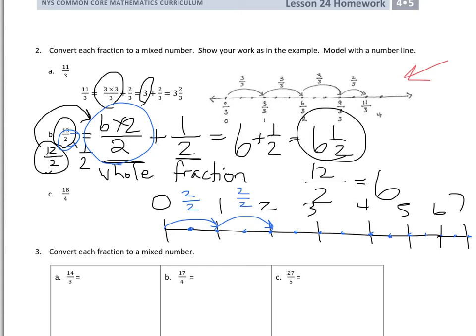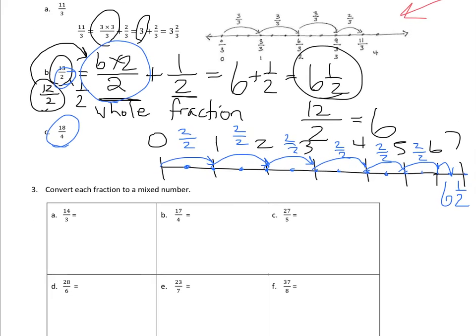This is worth 2 out of 2, 2 out of 2, 2 out of 2, 2 out of 2, and 2 out of 2. And as you can see, that got us to 6 jumps and got us to our 6 whole. But then remember, we have that half a jump left, and that brings us to 6.5. So students should be able to show the whole number 6 times 2, which is showing we're making 2 jumps of the half. So I'm including that there. Students would do the same process for 18/4.